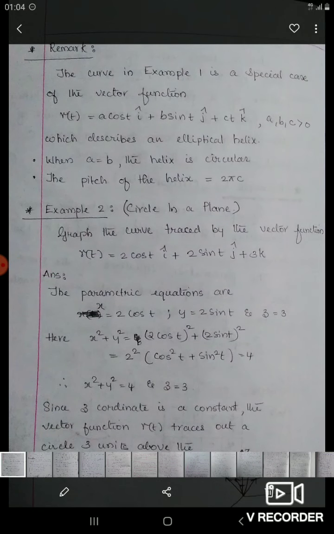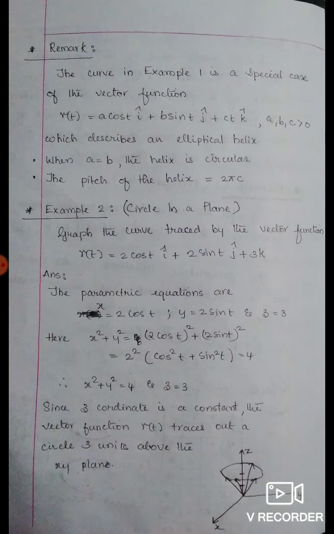Here we have a remark. The curve in example 1 is a special case of the vector function r of t equals a cos t i plus b sin t j plus c t k, where a, b, c are greater than 0, which describes an elliptical helix. If a equals b, the helix is circular, and the pitch of the helix is determined by 2 pi c.